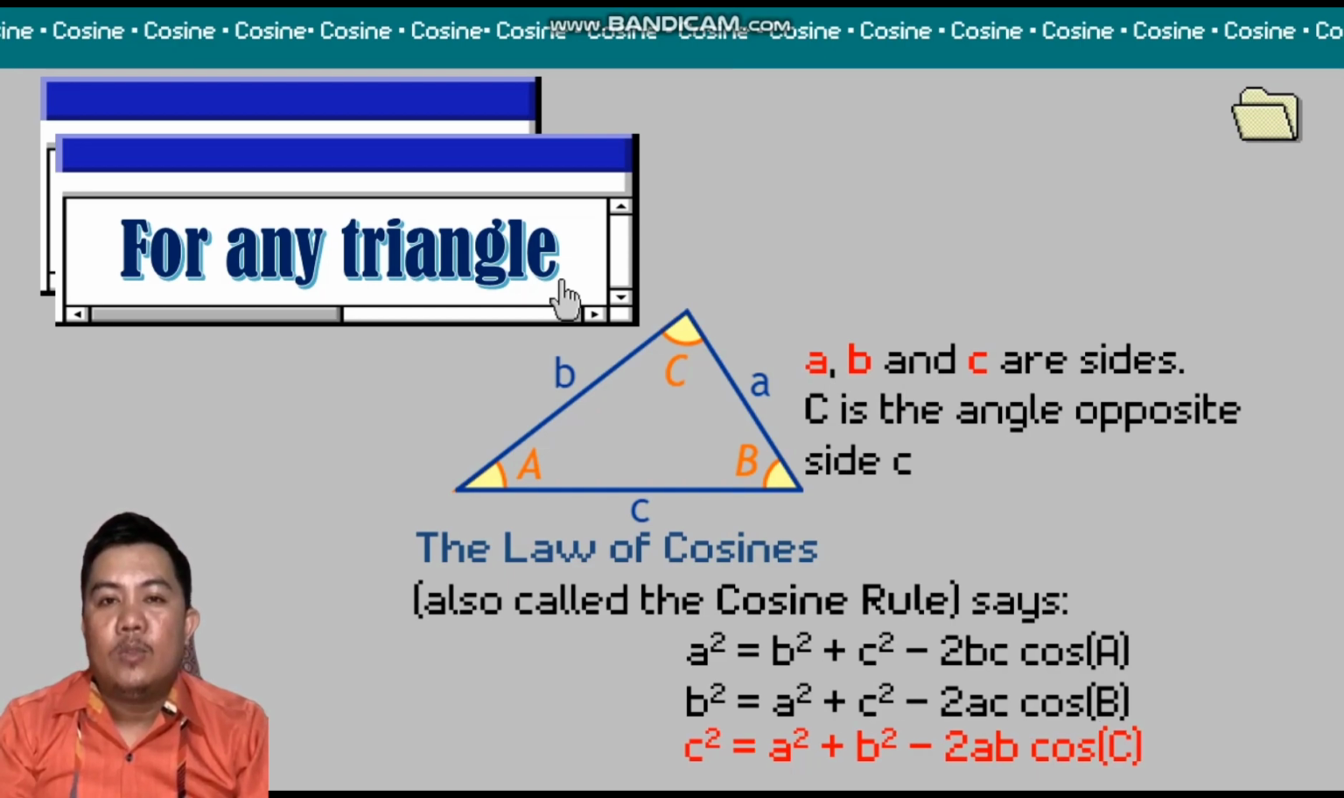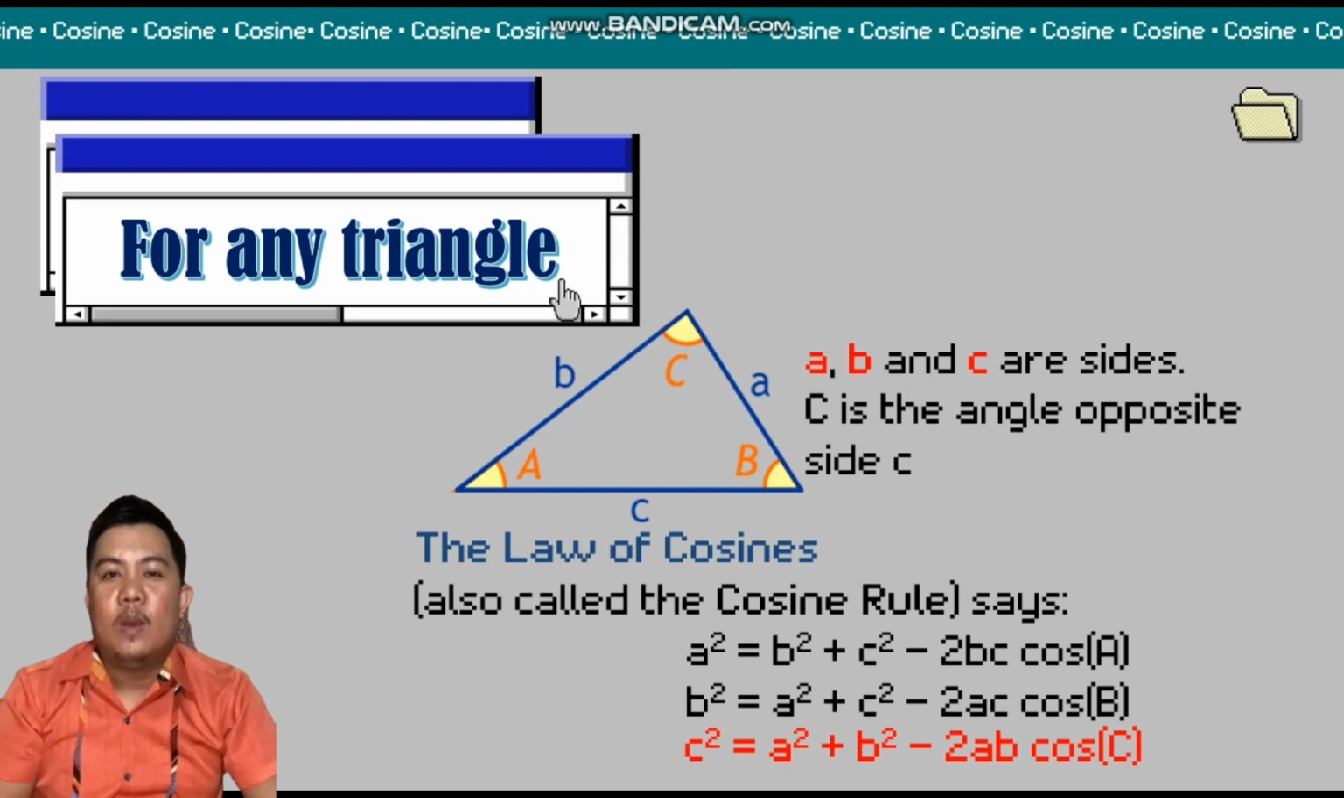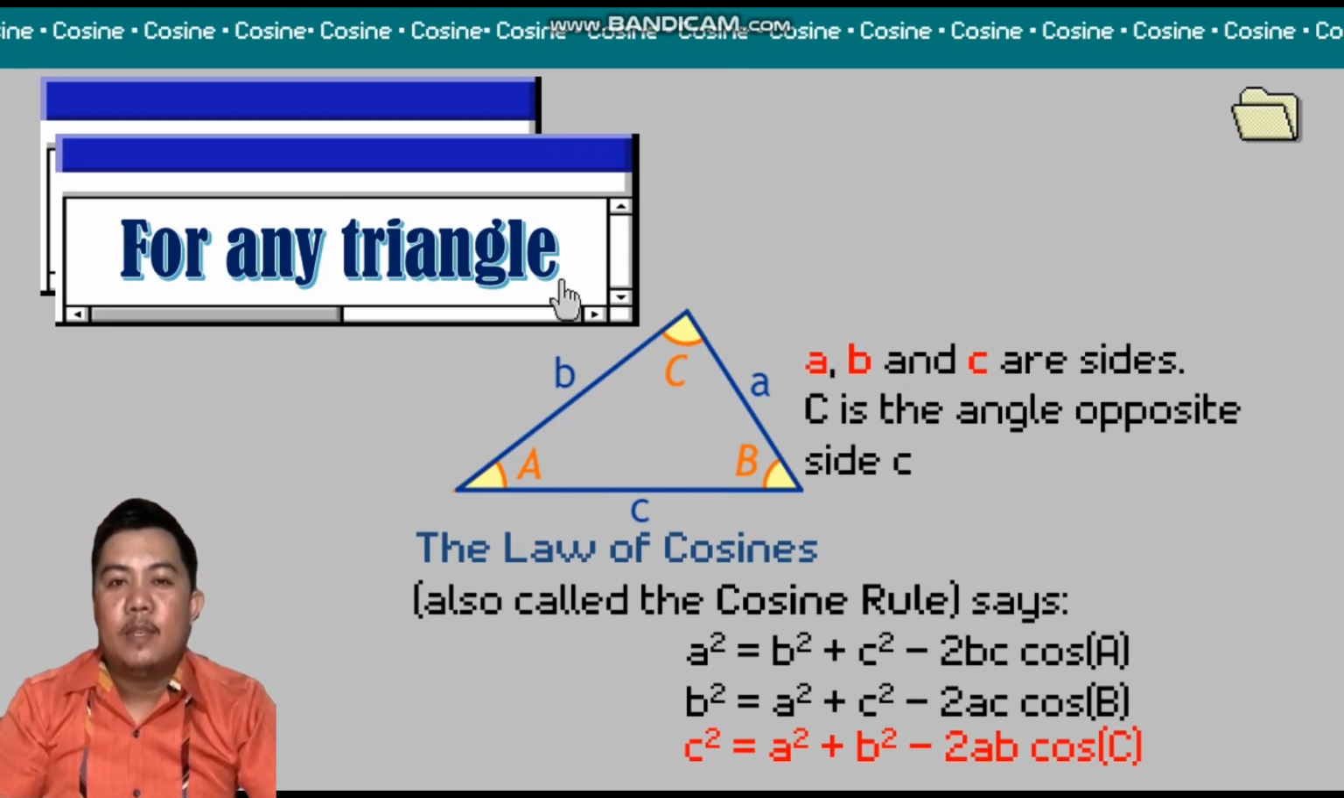Now, take note, if there are two sides and one angle, we can solve this non-right triangle by using cosine law. Now, let's look through examples.